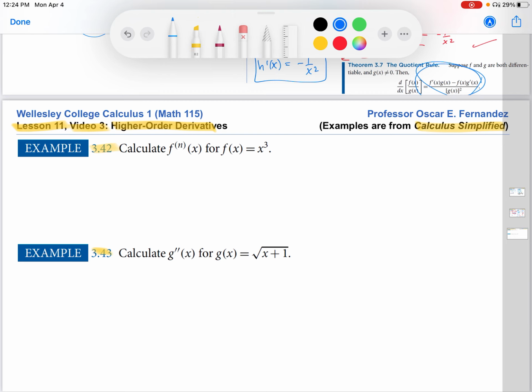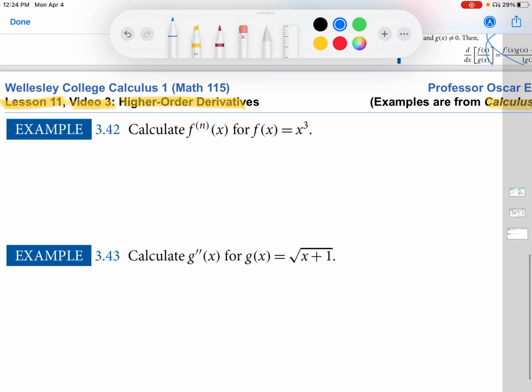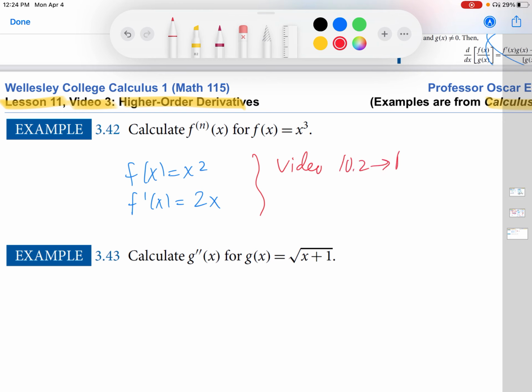So higher order derivatives, what does that phrase refer to? We know, for example, that if we have a function, let's take x squared, a simple function, we can take its derivative, right? And that's a power rule application, that's 2x. By the way, check out video 10.2 for a discussion of the power rule if you need a refresher. Okay, so we can calculate 2x. That's the derivative of x squared.